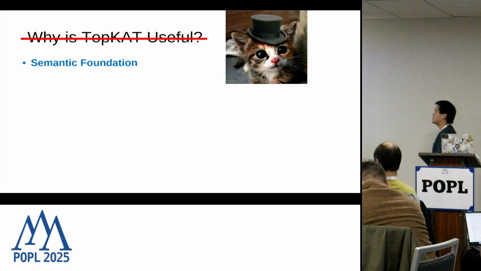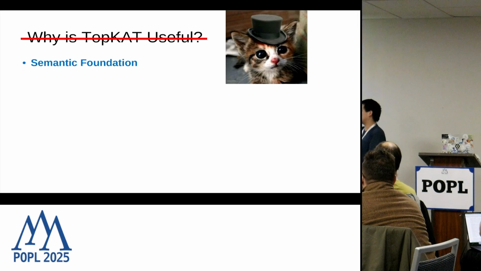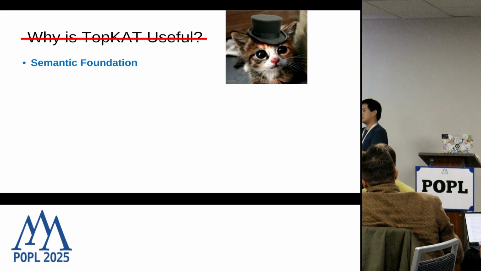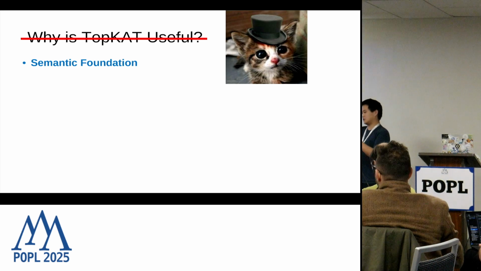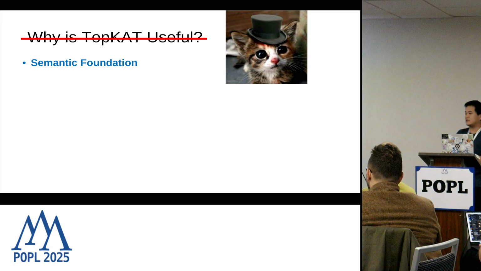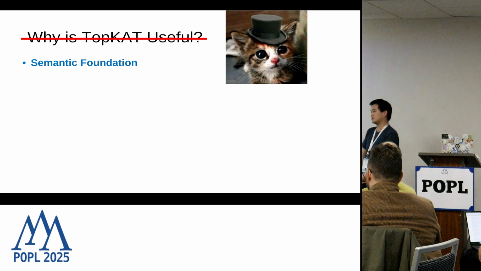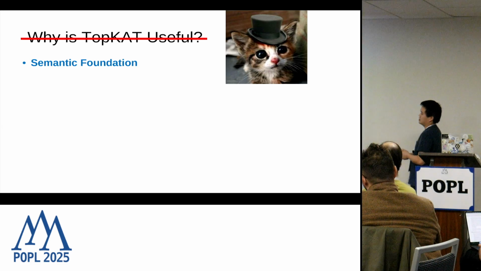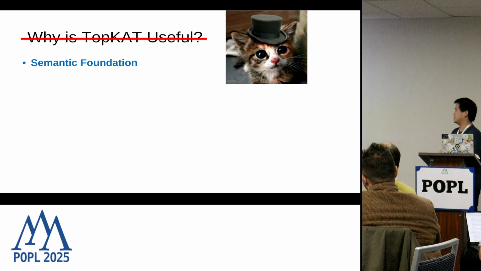So for now, I think a good use of TopKAT is as a semantic foundation. If in your semantic domain you find that there's a top element, then you automatically get incorrectness logic and Hoare logic out of it. I think that's kind of nice, and it's a very fast thing to check. Unfortunately, a lot of the interesting domains don't satisfy this property. For example, probability. There's no largest probability, right? Probabilities always sum to 1, and if you compare two probabilities, there's no largest probability distribution.